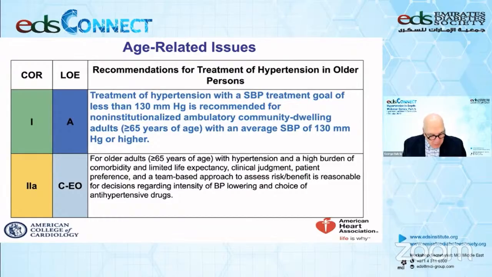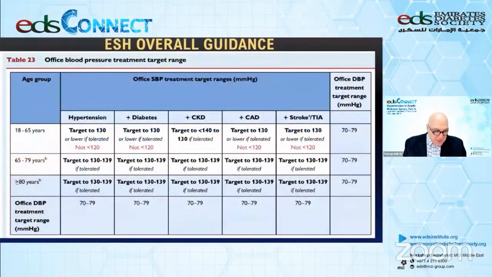The greater the pulse pressure, the difference between the systolic and diastolic pressure, the less likely you're going to be able to get it down that low, but you should at least try. Now, these are the European guidelines, and you can see they're not as aggressive as the American guidelines, but they still tell you to target between 130 and 139, even in older people going up to age 80. So very important.